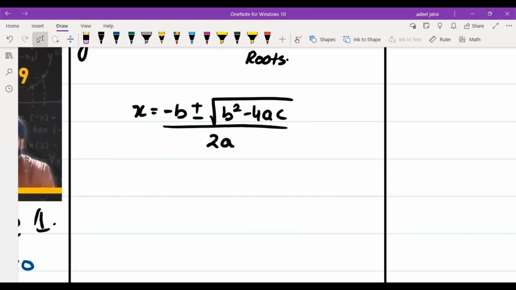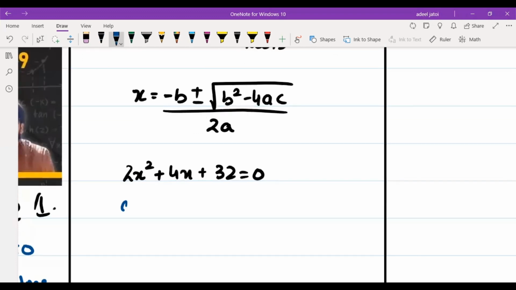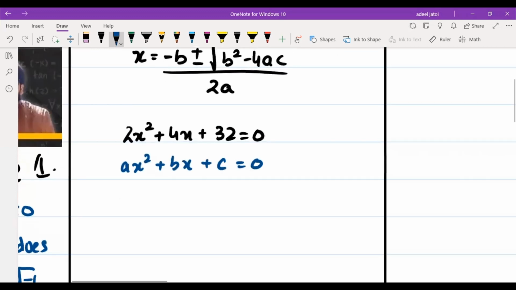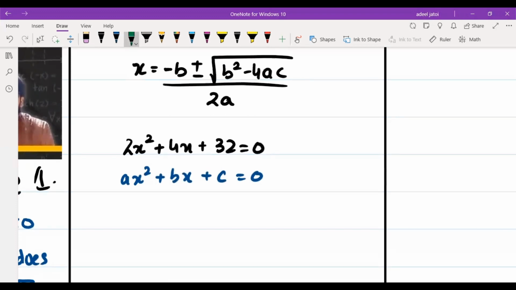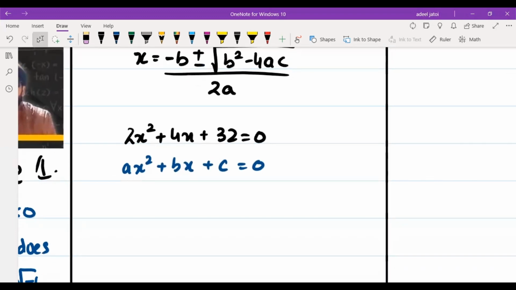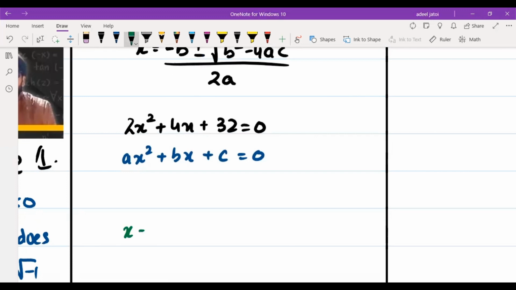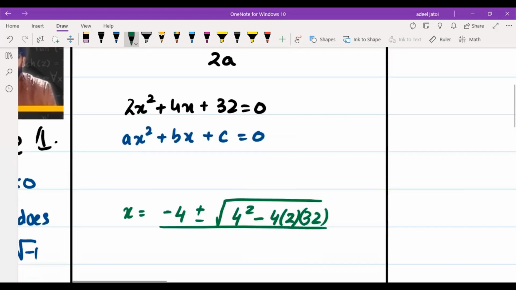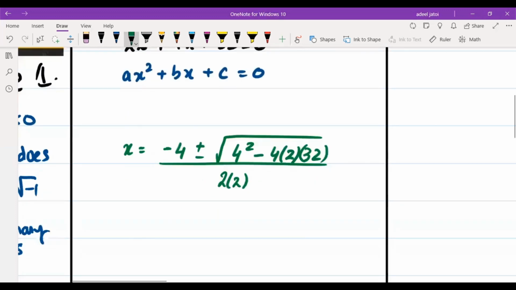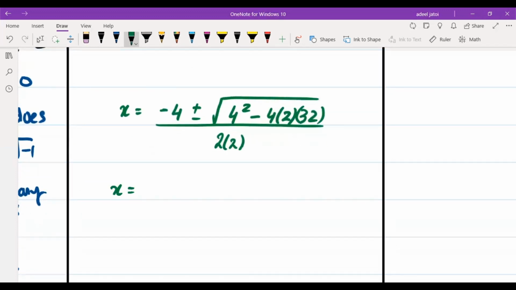Now let's work through an example. 2x square plus 4x plus 32 is equal to 0. Knowing this, this is your a, this becomes your b, this becomes your c. Your formula is -b plus minus under root b square minus 4ac upon 2a. So x will be -4 plus minus under root 4 square minus 4 into 2 into 32, upon 2 into 2.